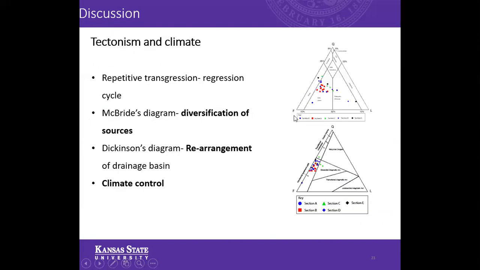The changes in the depositional model and vertical facies succession show repetitive transgression and regression cycles. Along with this, the diversification of sediment sources suggested by McBride's diagram and the rearrangement of drainage basins suggested by Dickinson's diagram indicate the control of tectonics in terms of basin evolution. Also, we noted the repetition of arid and humid climate. Therefore, it hints towards the impact of climate in terms of basin evolution as well. Altogether, we can say that tectonics and climate both played important roles.